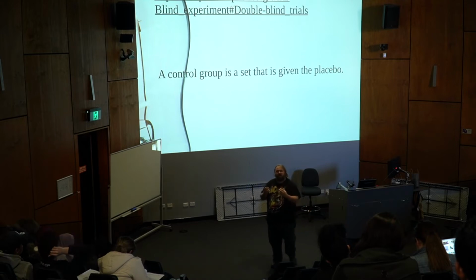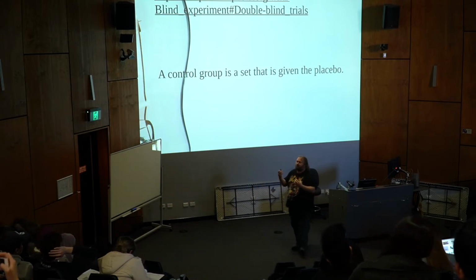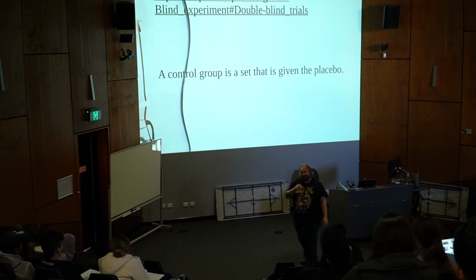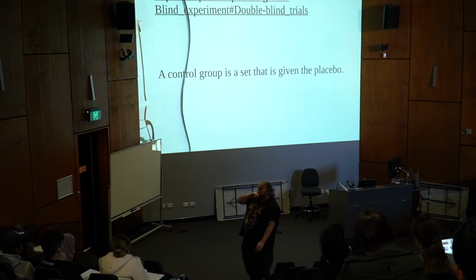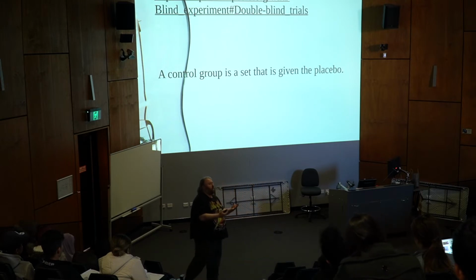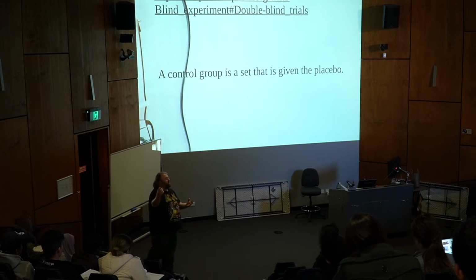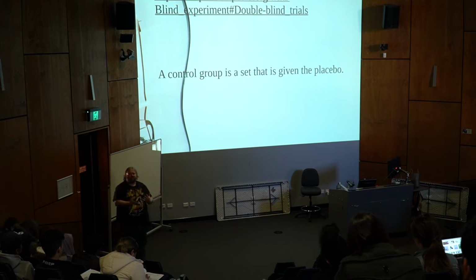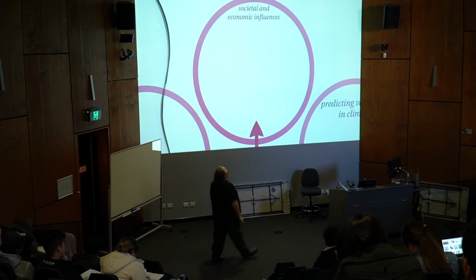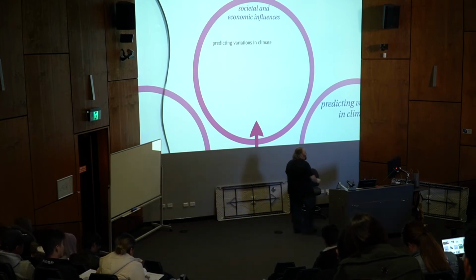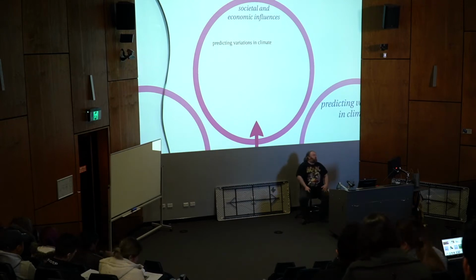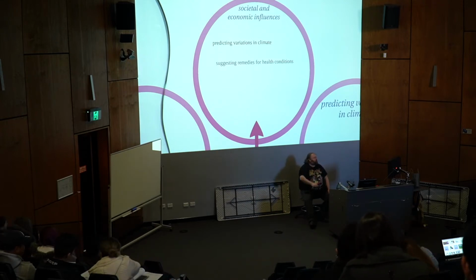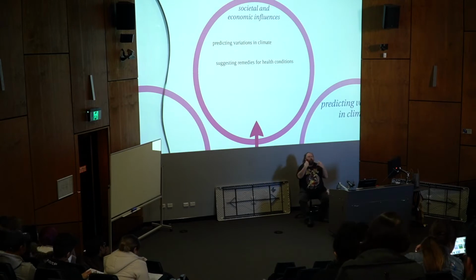Now, of course, the problem is a lot of people do get upset if they're in a trial like this, particularly cancer treatment. This is done in really advanced cancer treatments. If someone's given the placebo, there's probably a chance they're going to die. Okay, but you need to have this information, unfortunately, otherwise people are not going to be able to get there. Societal economic influences. Now, predicting variation in climate. This is probably the biggest political, social, economic issue at the moment.